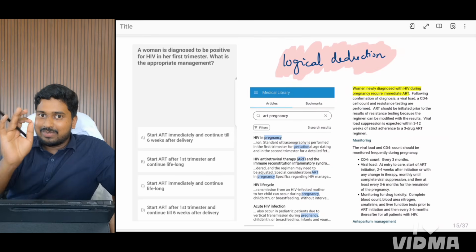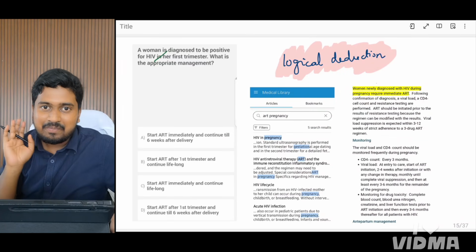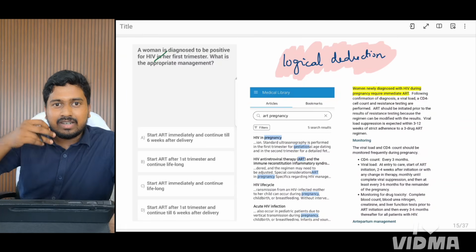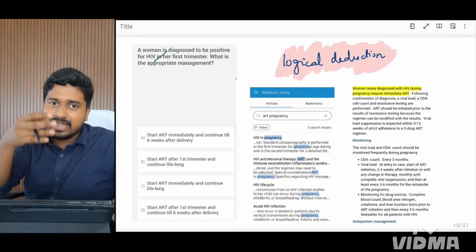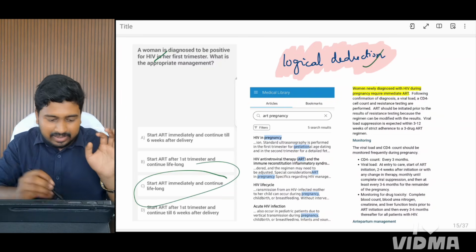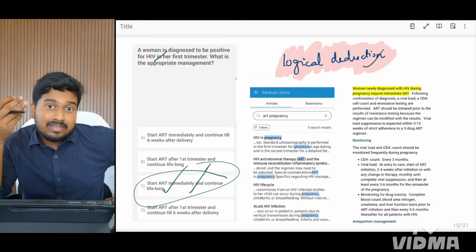Now, very important question, very interesting clinical question, okay? In HIV, when should ART be started? Now, for a logical person, HIV is a very aggressive disease. In HIV, we don't wait for anything, we straight away start the treatment and it is lifelong. So the most logical explanation based on logical deduction is start ART immediately and continue lifelong. Now, I still have doubt whether this is the correct answer or not.